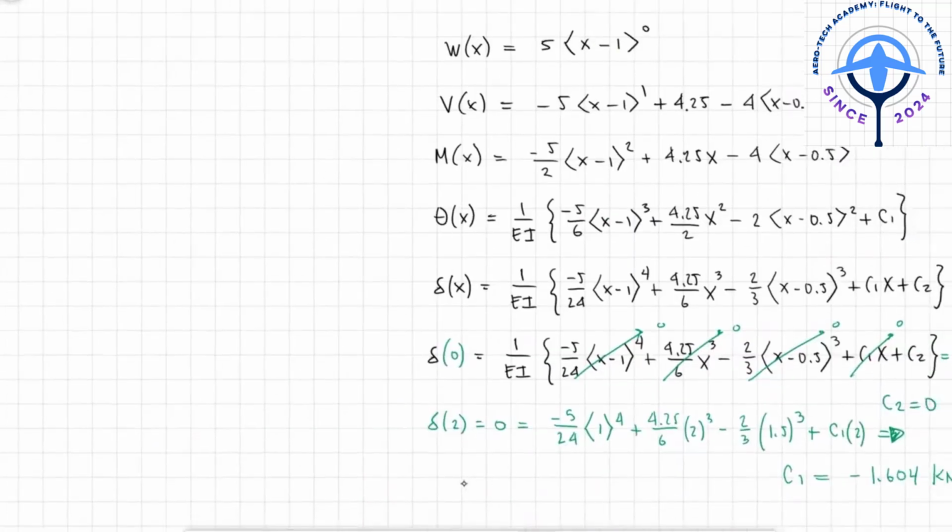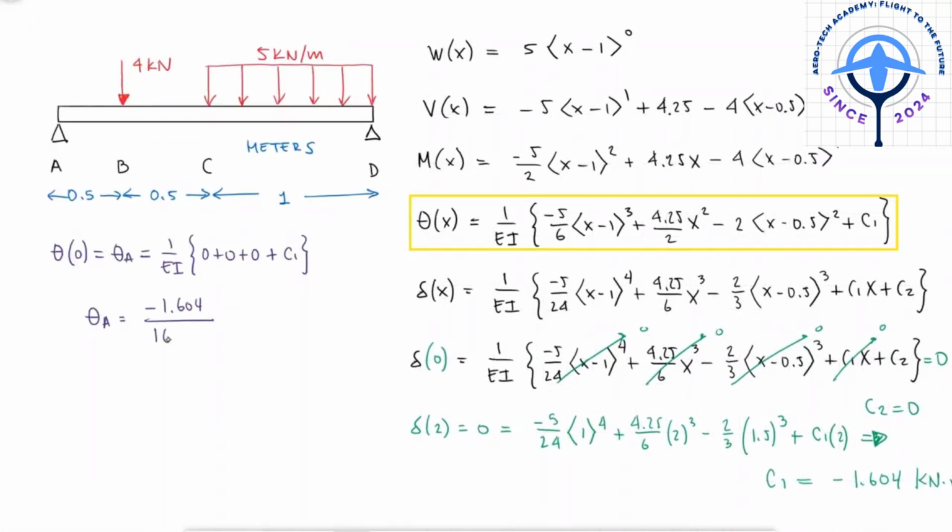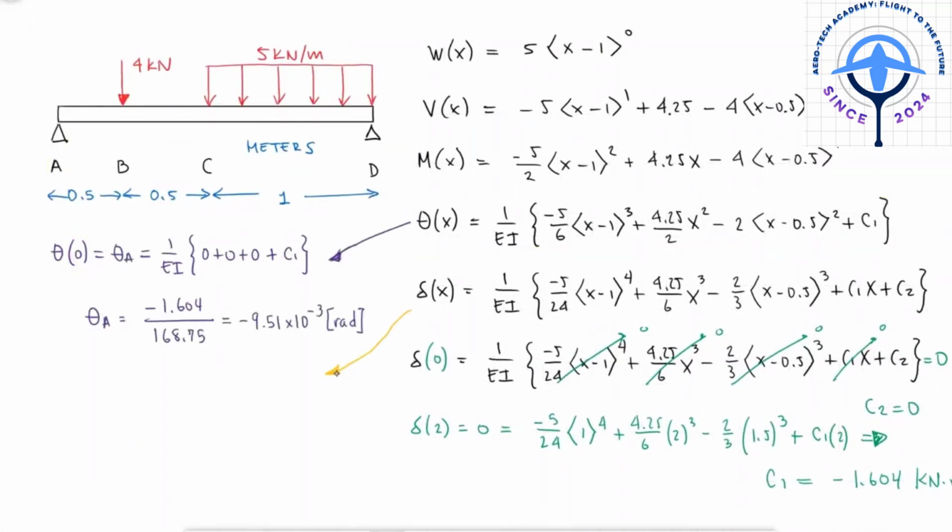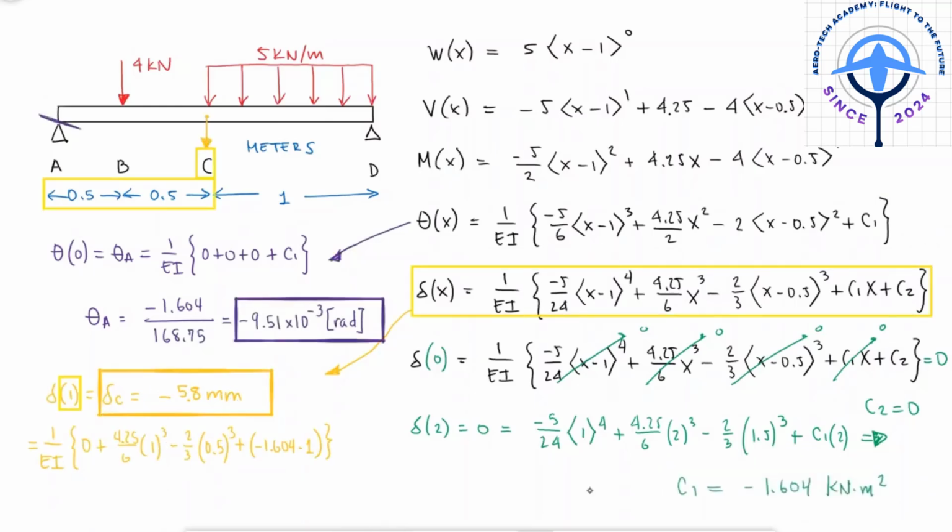For the slope at A, we can use the slope equation for x equal to 0, and for the deflection at the midpoint C, we use the deflection equation for x equal to 1.